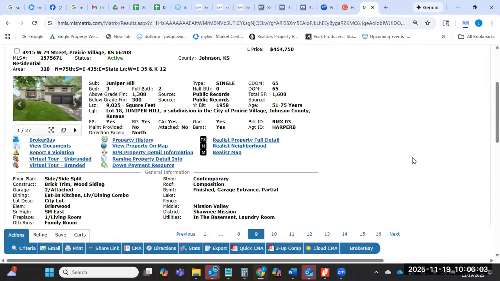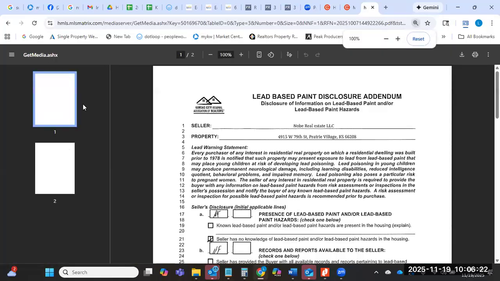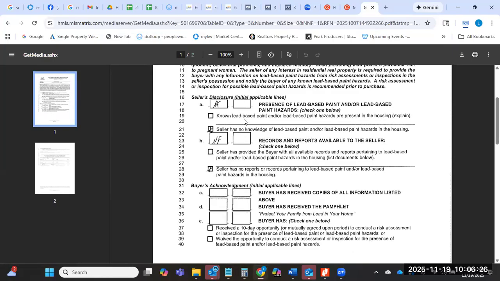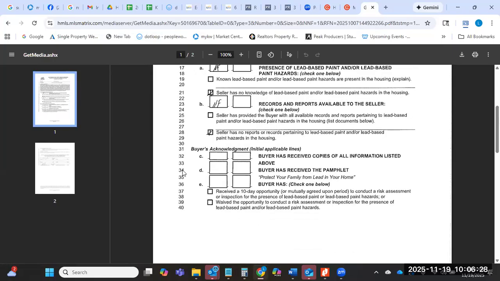But a couple of the things, in preparation for writing an offer, looking at that list, ready to write an offer here, we are looking at the view documents. And this particular one, they don't have them named here, but our 2025 dates, so we know that they were active or current. But here's our lead-based paint disclosure addendum. Down here is where your buyer is going to be initialing.